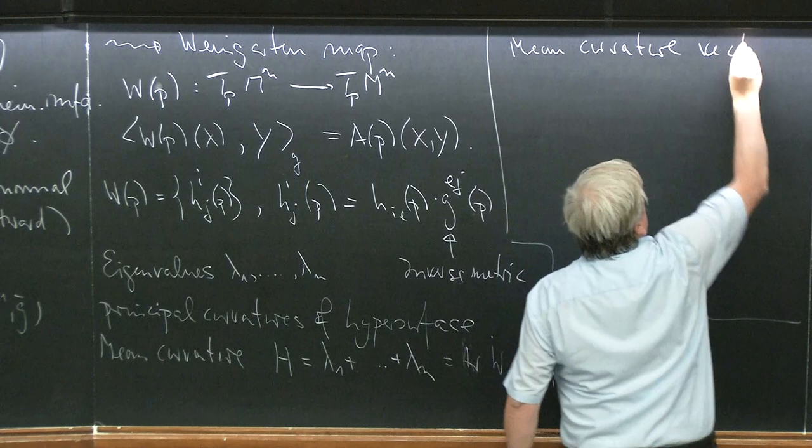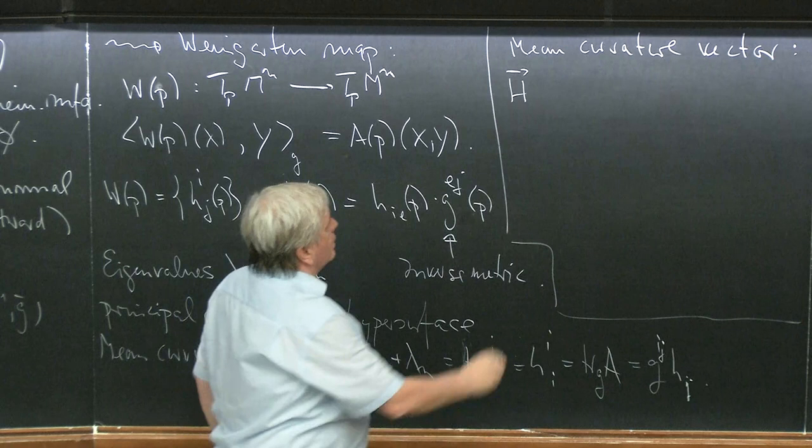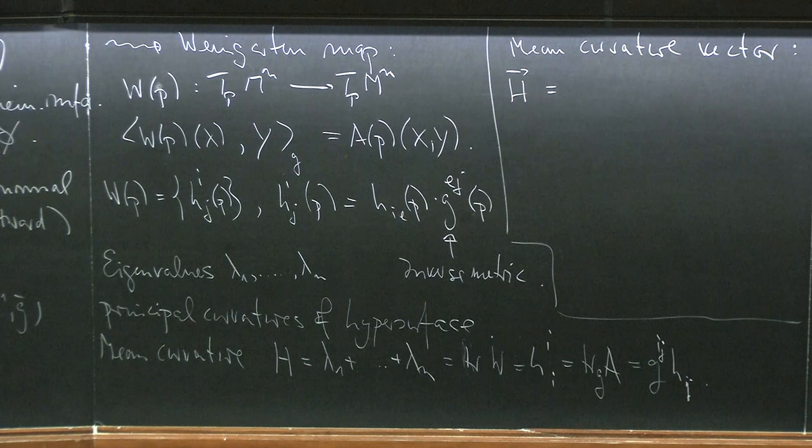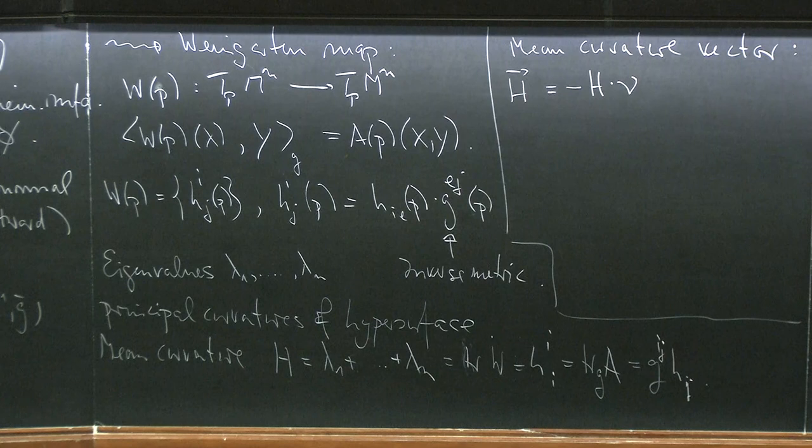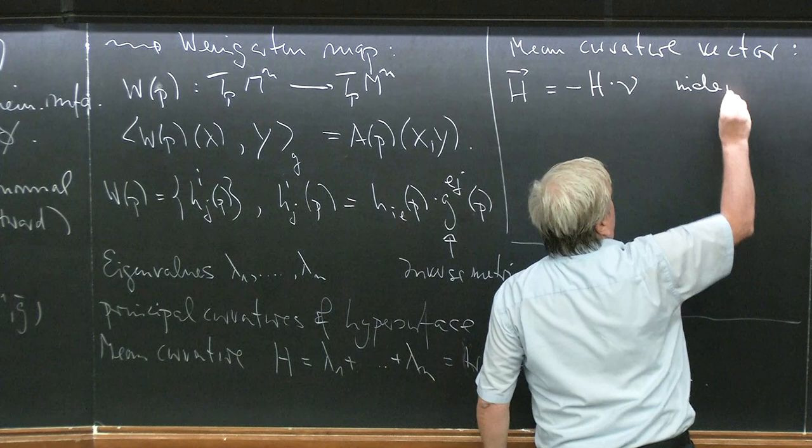vector, H vector. You see here, if this is supposed to be elliptic, we have to take the trace of minus H, so this is minus H times nu. And see, if I change nu, the sign of this changes, so this vector is obviously invariant, independent of the choice of nu.